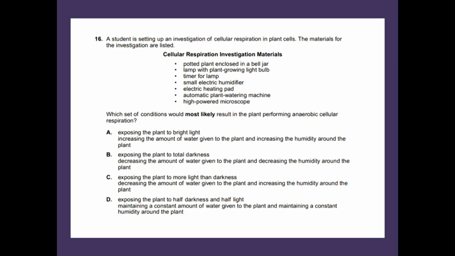Let's go on to the next one here. Okay, this one says, a student is setting up an investigation of cellular respiration in plant cells. The materials for the investigation are listed. So this is what they used in their experiment. Which set of conditions would most likely result in the plant performing anaerobic respiration? For this, I think we should go with letter B, exposing the plant to total darkness, decreasing the amount of water given to the plant, and decreasing the humidity around the plant, okay? Great job on that one.